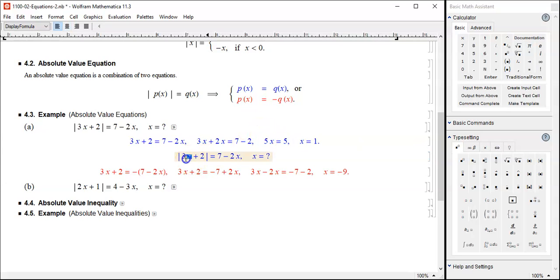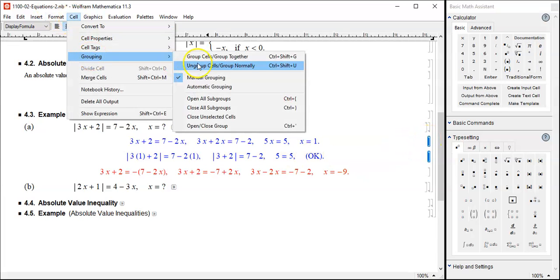So x is equal to 1. Is this true? Let's find out. 3 plus 2 is equal to 7 minus 2. 3 plus 2 is 5. The absolute value is 5. That looks okay to me. So this is great.